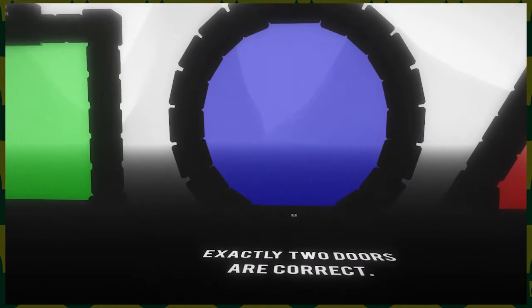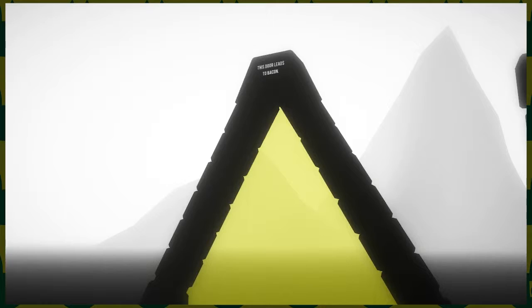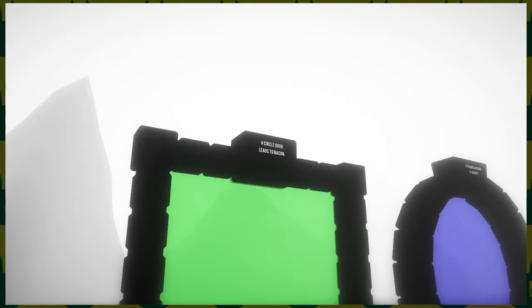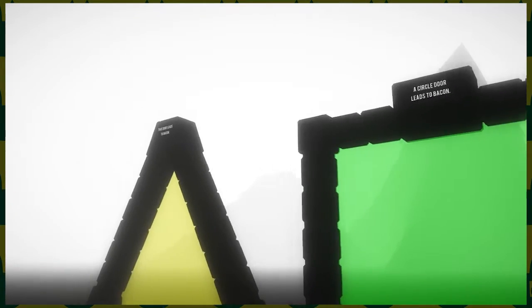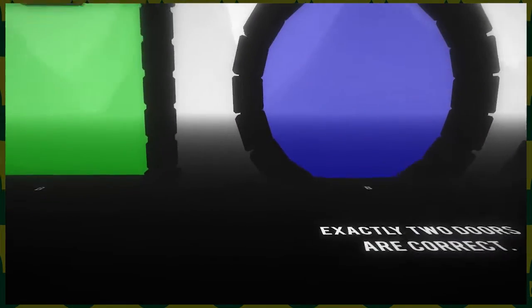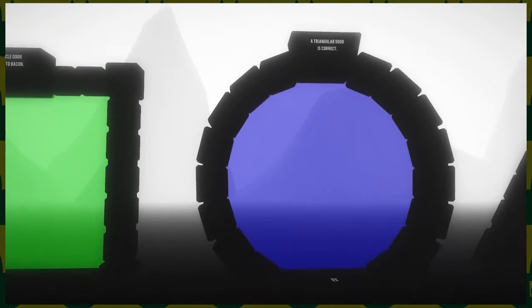Alright. Exactly 2 doors are correct. Let's see. This door leads to bacon. A circle door leads to bacon. These two cannot be correct in tandem. A triangular door is correct. Okay.